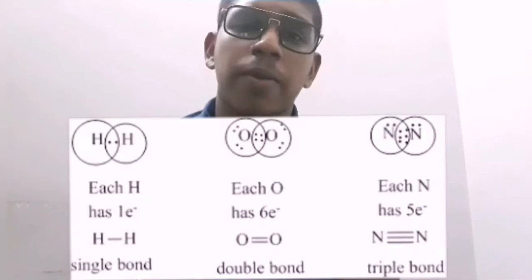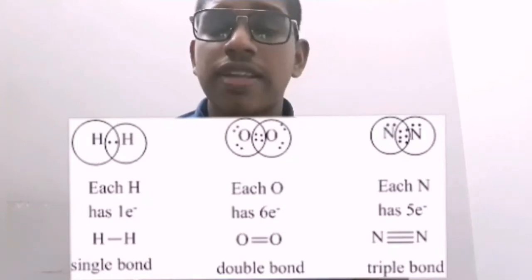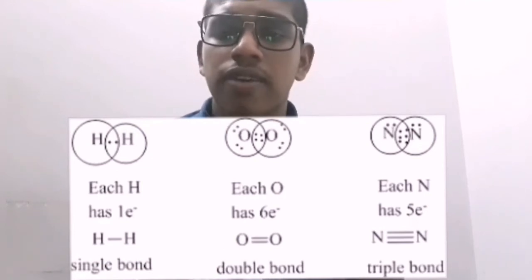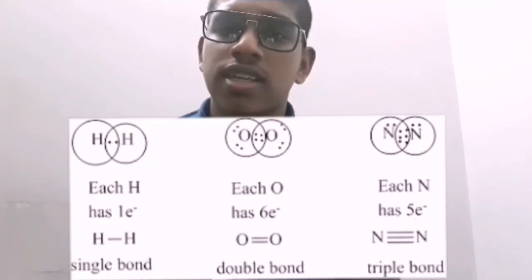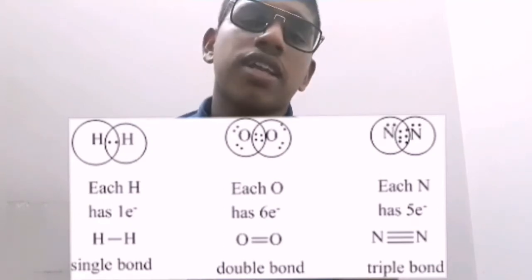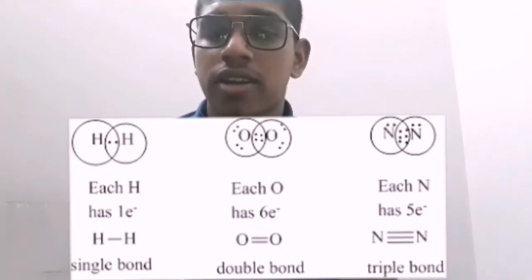In a covalent bond, there should be at least the sharing of 1 pair of electrons. If 1 pair of electrons is being shared, it's called a single bond. If 2 pairs of electrons are being shared, it's called a double bond. If 3 pairs of electrons are shared, it's called a triple bond.